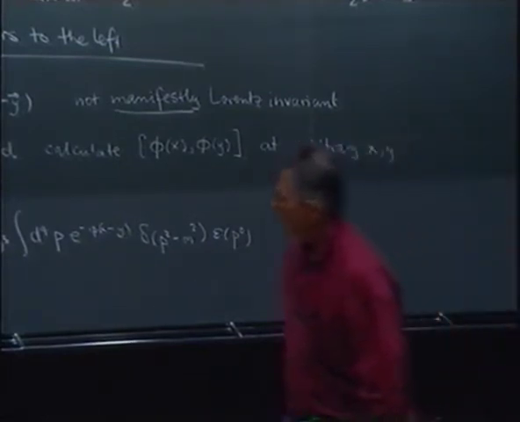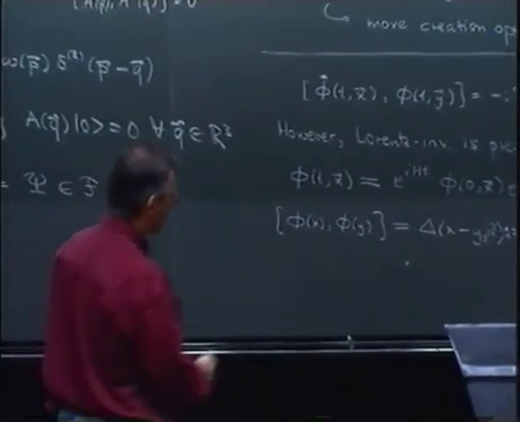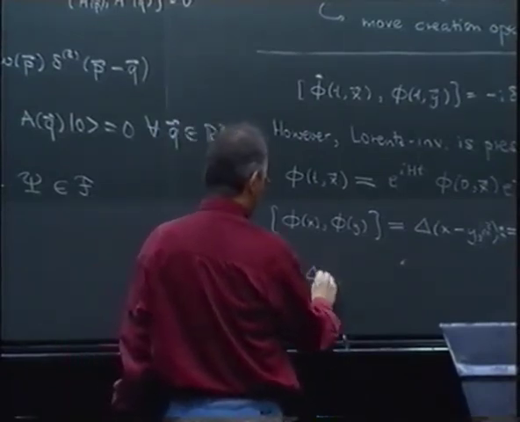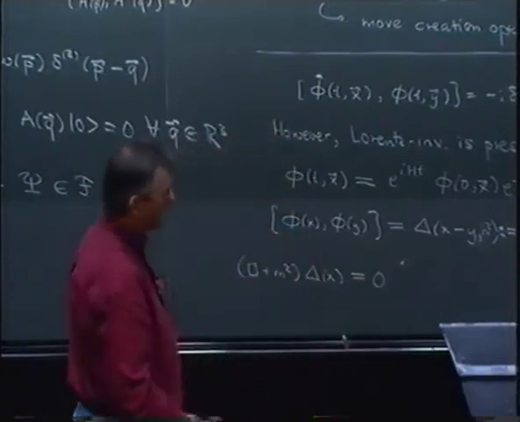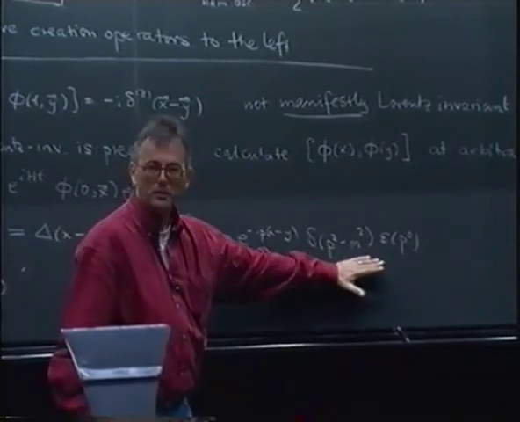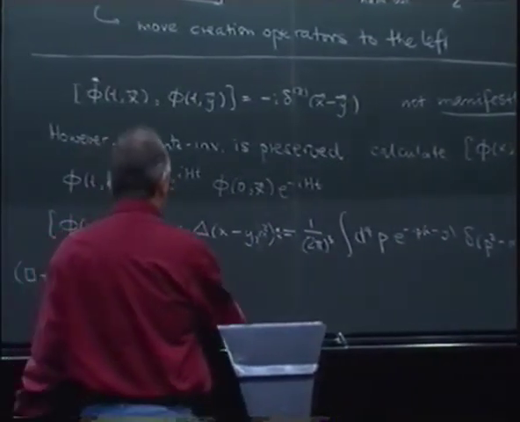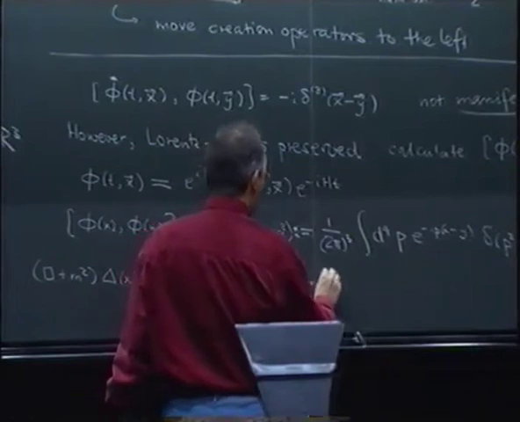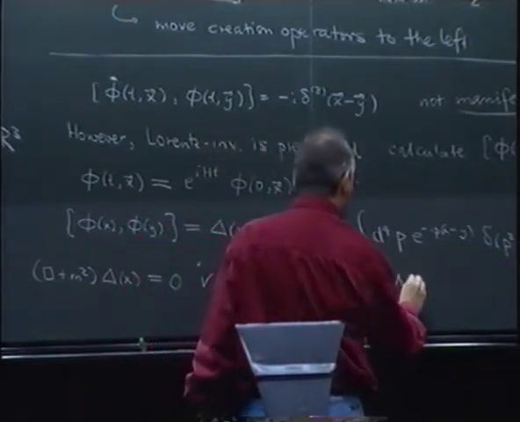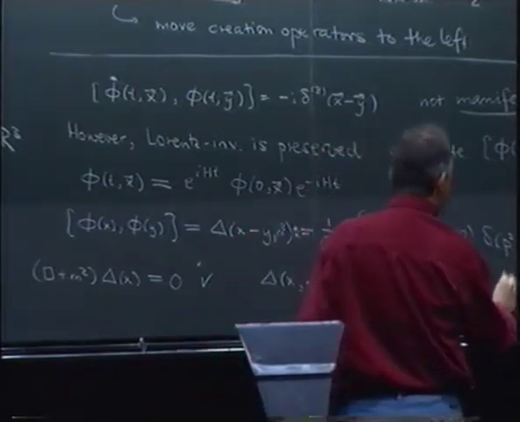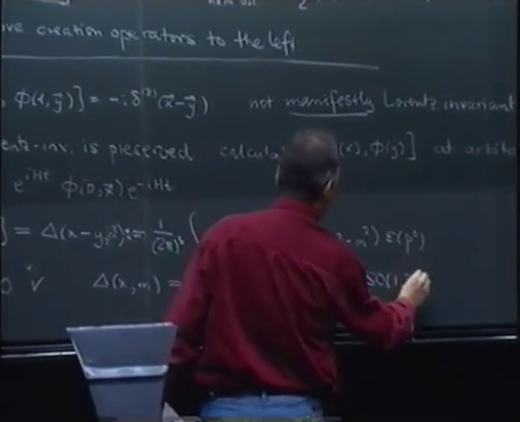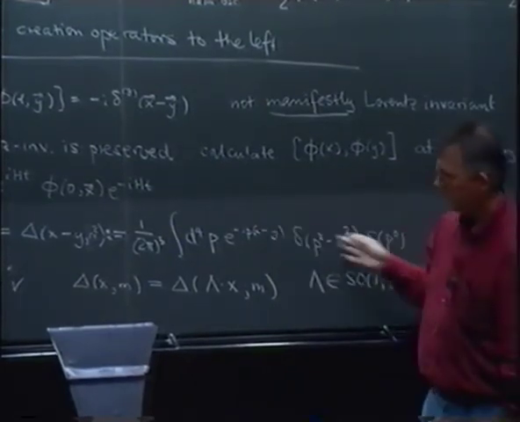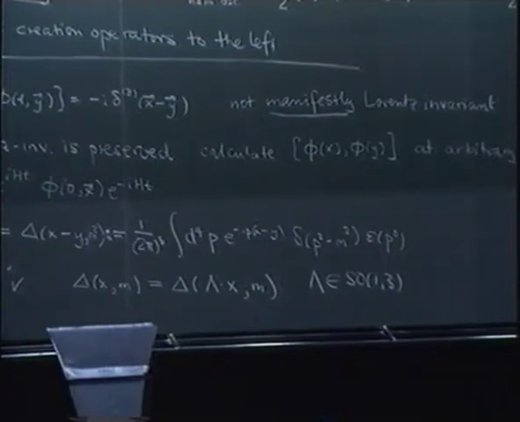Now, given this, you can check that indeed, first of all, you can check that this function satisfies the Klein-Gordon equation. Well, that's obvious. It was built in from the beginning with this delta function. But you can also check that delta of x m is equal to delta of lambda times x m, where lambda is some Lorentz transformation. Well, this is a little bit of calculation, which I don't want to do. This is something you can also look up in the books.